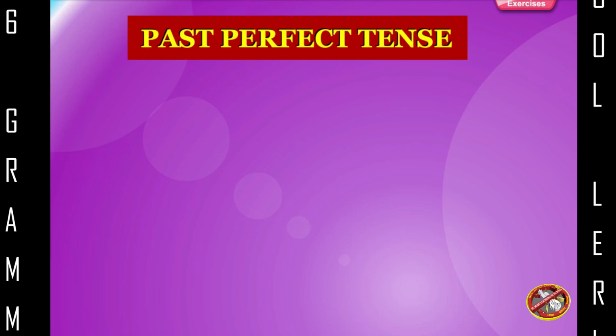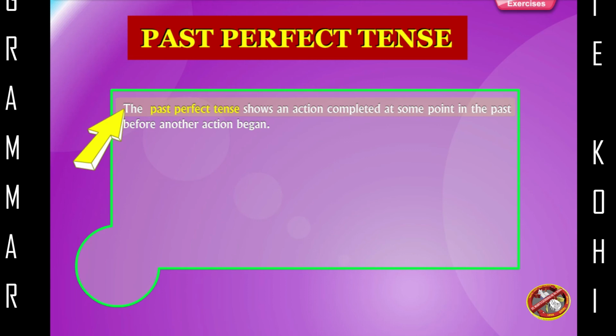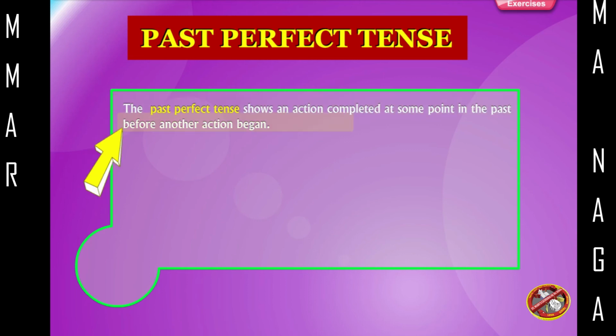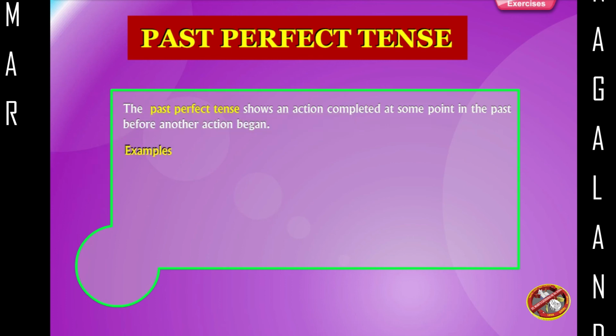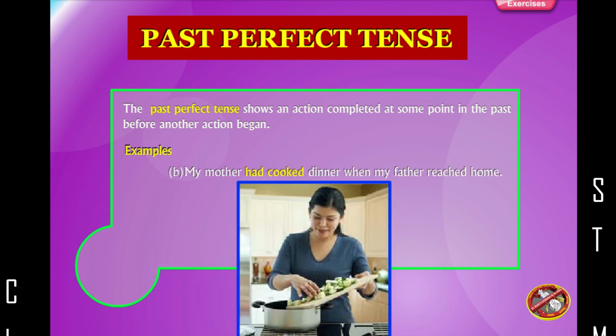Past perfect tense. The past perfect tense shows an action completed at some point in the past before another action began. Examples: the flight had landed when I reached the airport. My mother had cooked dinner when my father reached home.